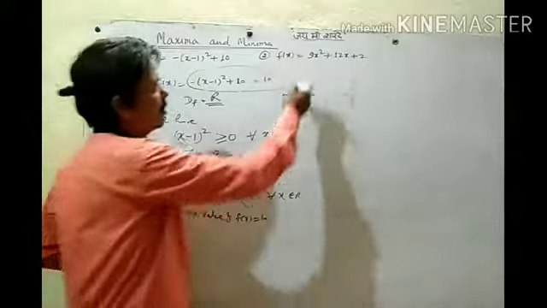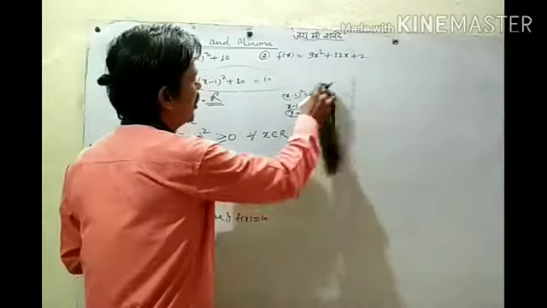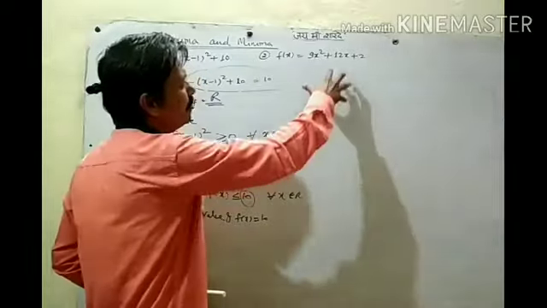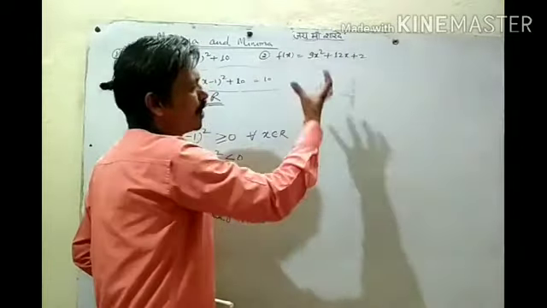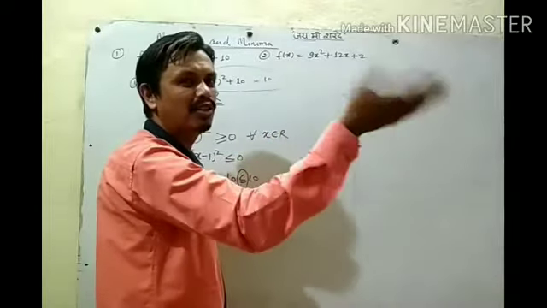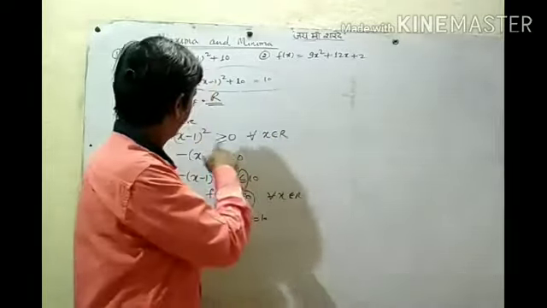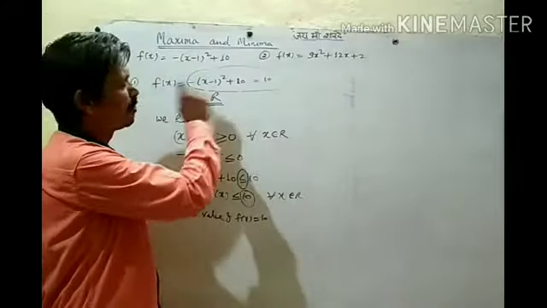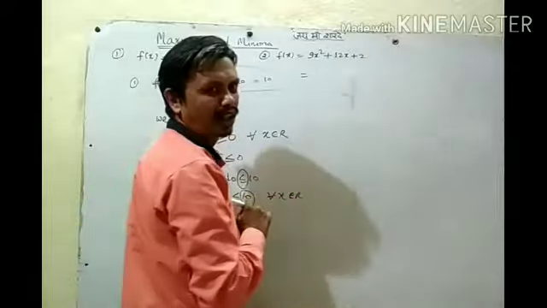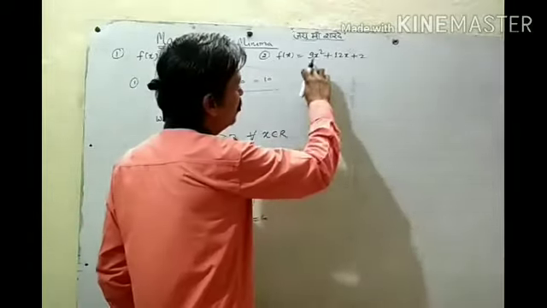Now, consider this question: 9x square plus 12x plus 2. Again, you have to write this function in a form that can say that this value will be less than or more than something. We can convert it into this form. So what can we do? We can complete the square, using the completing square method.